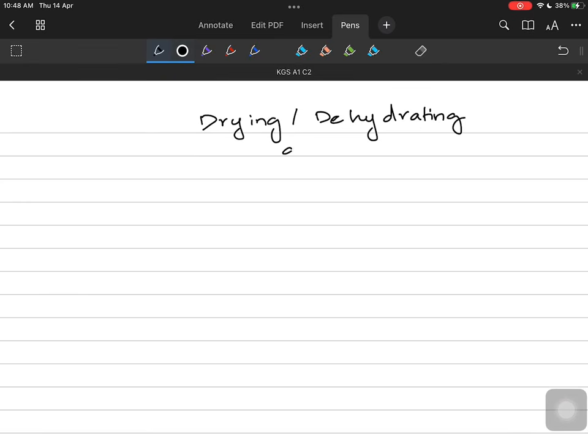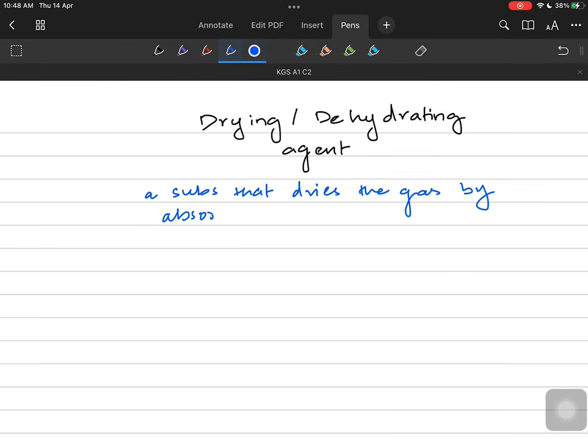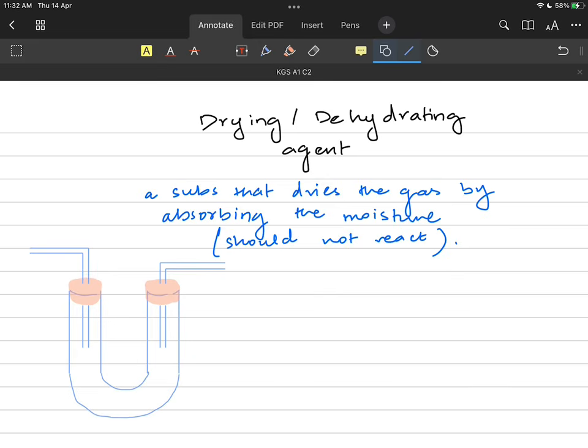Moving forward, we're going to be talking about the drying or dehydrating agents. Dehydrating agents or drying agents are substances which remove the unwanted moisture from any gas. So by drying, I actually mean removing the unwanted moisture from a gas. Make sure the drying agent should not be reacting with the gas. That's not the job of the drying agent.